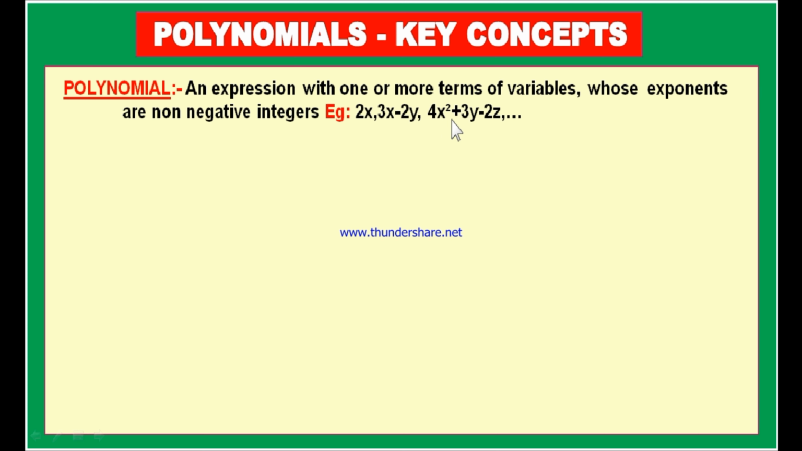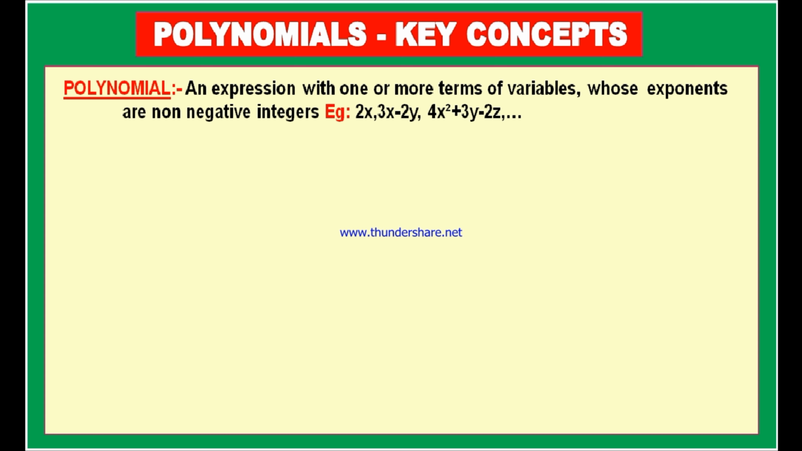And in the third case, 4x square plus 3y minus 2z. How many variables can you find in this example? You can find three variables, x, y and z. Out of the three variables, the first variable is x. And what is its exponent? The exponent of x is 2, which is a non-negative number. And 3y. What is the exponent of y? Y power 1 means it is again a non-negative integer. Minus 2z means minus 2z power 1. Again it is a non-negative integer. All these are examples of polynomials.